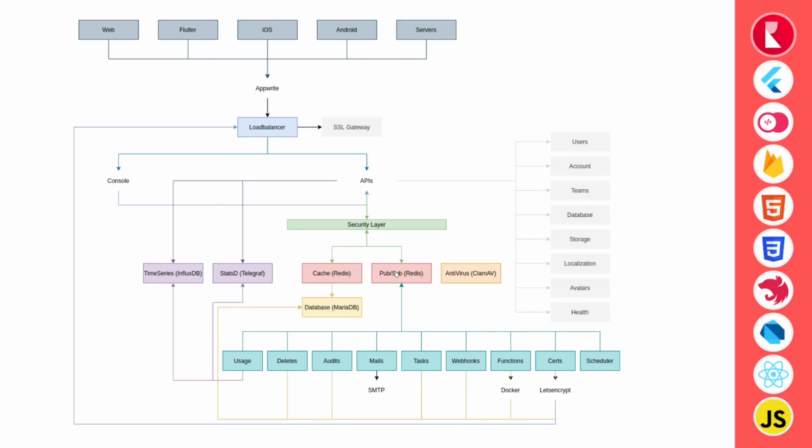Then we have cache and PubSub implemented using Redis. Then we have time series data, stats, using Telegraf and InfluxDB that shows us usage statistics. Then there is antivirus. There are certain things like scheduler, certificates handler, functions, webhooks, tasks, mails, audits, and other services. So we have different services including users, accounts, teams, database, storage, localization, avatars, and health. So let's move on and look at each microservice that comprises the Appwrite stack and what each of them does.